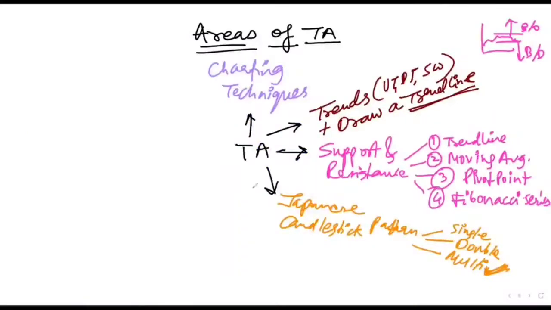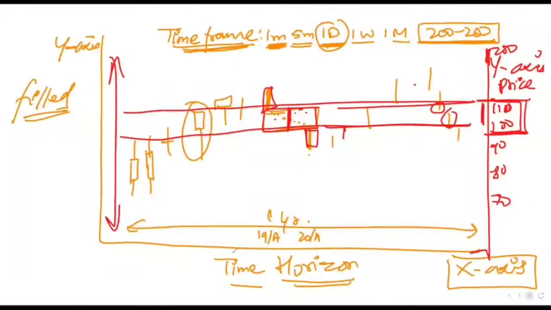Another area of technical analysis is called gap theory. People have written books of 500 pages, 1000 pages on gap theory. That's also one of the areas. I'm just orienting you on the various areas which we have.